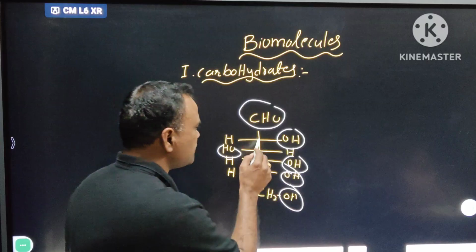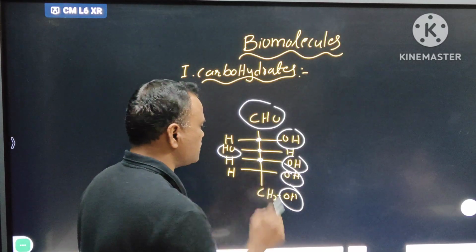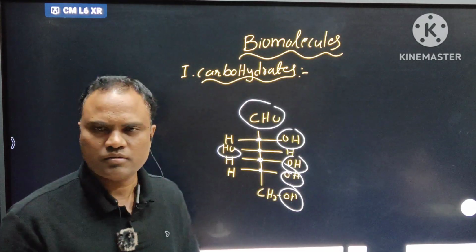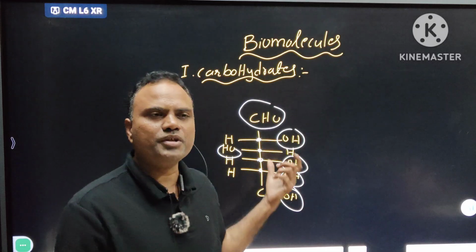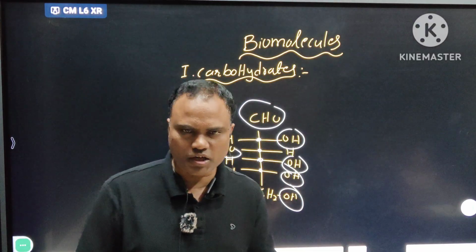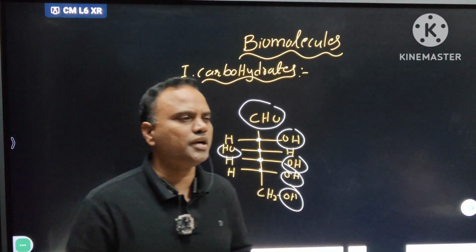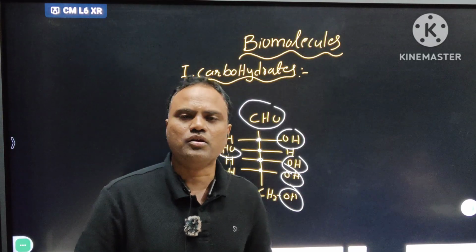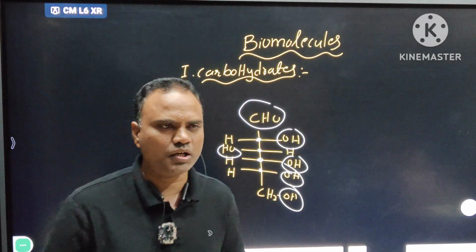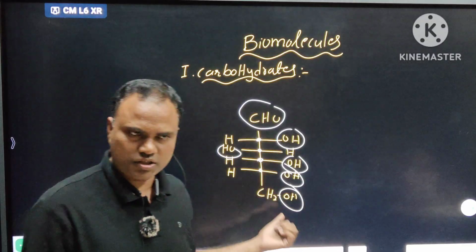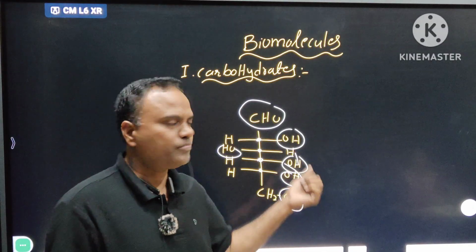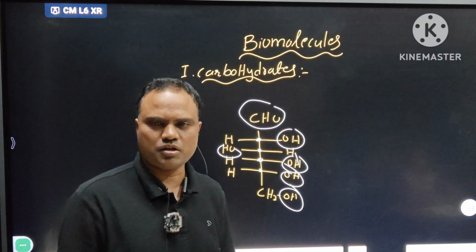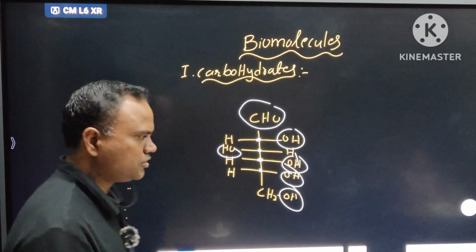And it is having a chiral center also. So it is optically active, because the chiral center is present. So optically active polyhydroxy aldehydes or ketones are called carbohydrates. Optically active because the chiral center is present. Polyhydroxy aldehydes or ketones are called carbohydrates. Okay, right.